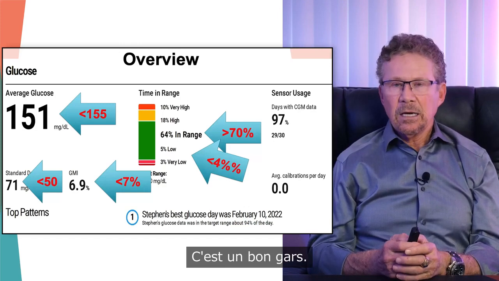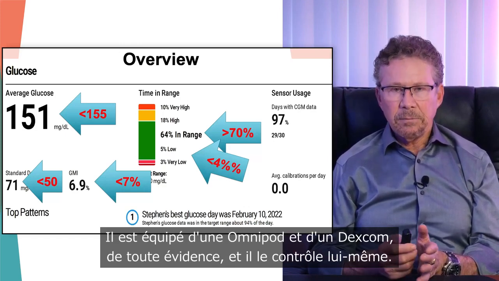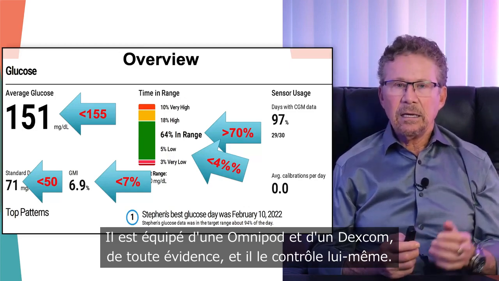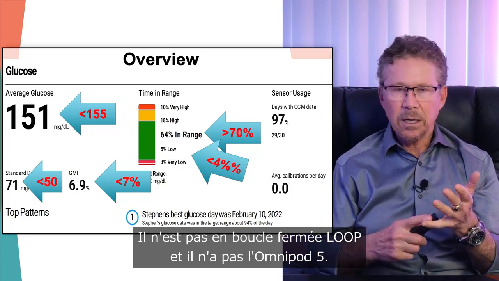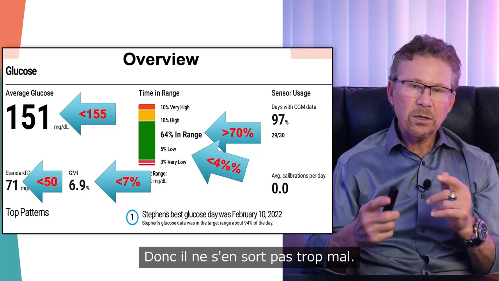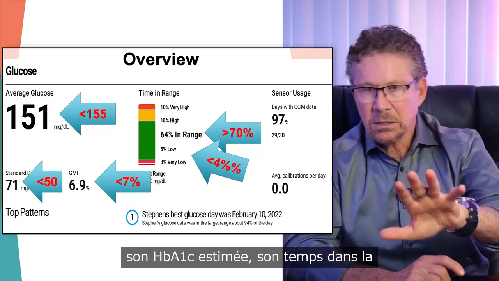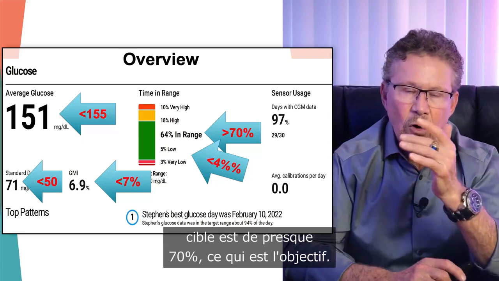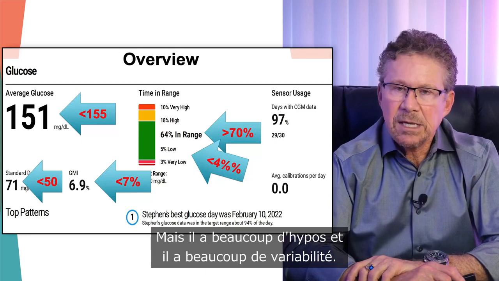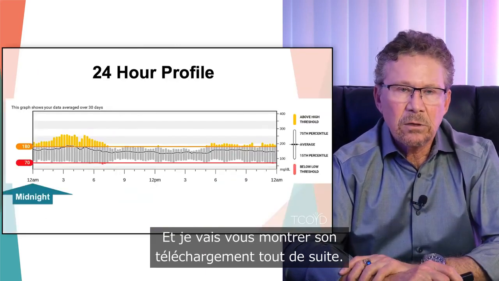Now, what is this gentleman on? He's a good guy. I got to know him when he was in college. He's on an Omnipod and a Dexcom, obviously, and he controls it himself. He's not looping, and he doesn't have the Omnipod 5. So he's not doing too badly, considering, his average number, his estimated A1C, his time in range is almost 70%, which is the goal, but he's having a lot of hypos, and he's having a lot of variability. And I'll show you his download right now.